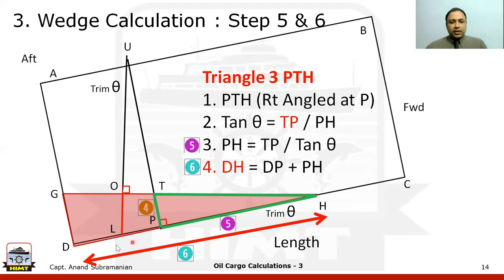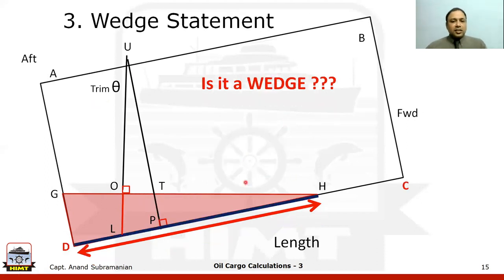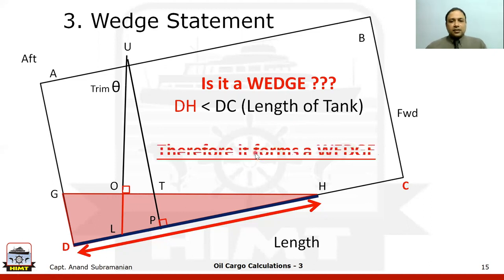So in the next step, what we are finding out is DH, which is DP plus PH. This is what we actually started off, the value for DH. And why the value for DH is important to us is because that is what decides whether it's a wedge. So if DH is less than DC, that is the length of the tank, it forms a wedge. Now in our calculations in the examinations, please make this statement very clear that it forms a wedge. It's very, very important that you specify it over there, so that it is very clear that it is forming a wedge, and that is the reason why we are doing these calculations further on.